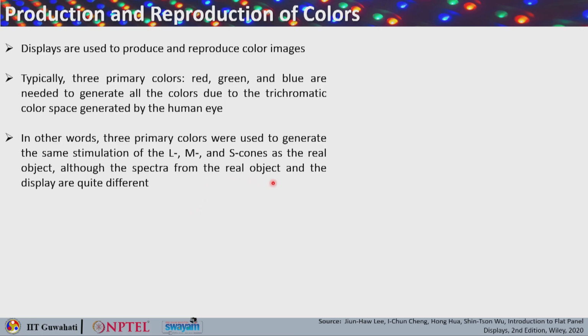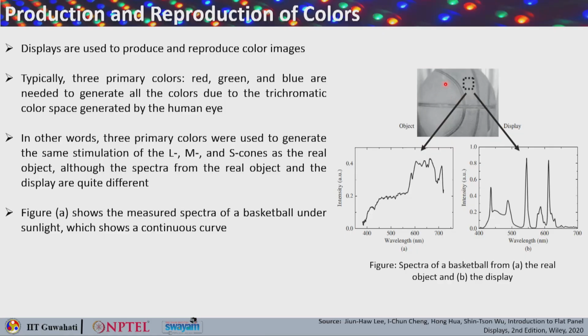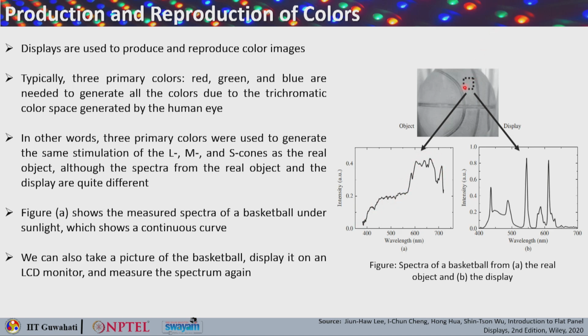However, the spectra from the real object and the displayed object could be different. So, here is an example. Figure A shows the measured spectra, okay. So, this is the real object and this is the displayed object. If you measure the spectra under sunlight, you will see it gives you a continuous curve, okay, for this region.